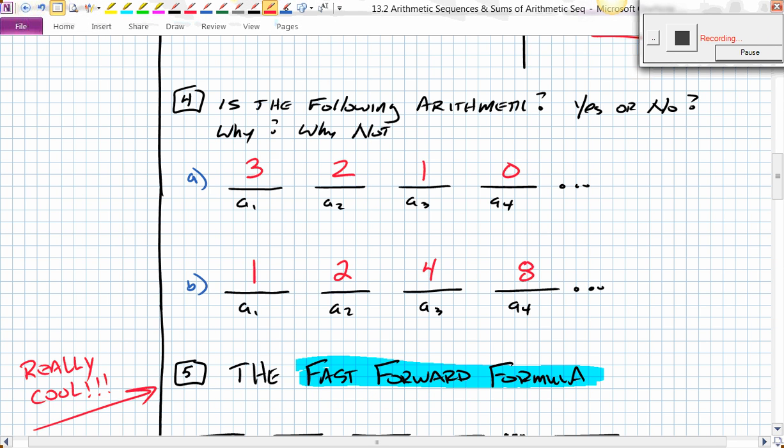Okay, let's examine. To go from 3 to 2, I have to subtract 1. To go from 2 to 1, I have to subtract 1. To go from 1 to 0, I have to subtract 1. So all of those are constant.